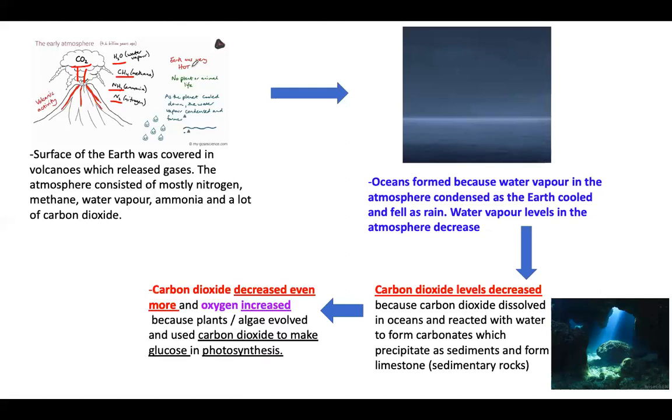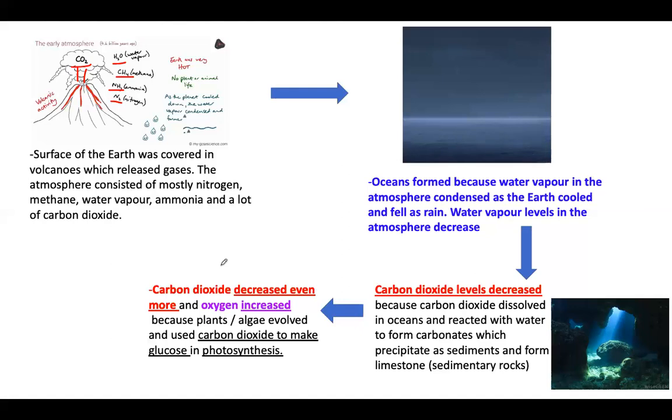Okay, our carbon dioxide levels started to decrease even more when algae evolved first. They started to do photosynthesis, so taking in carbon dioxide to make glucose and releasing oxygen into the atmosphere. So this is when we first got oxygen in the atmosphere, and this was about 2.7 billion years ago.